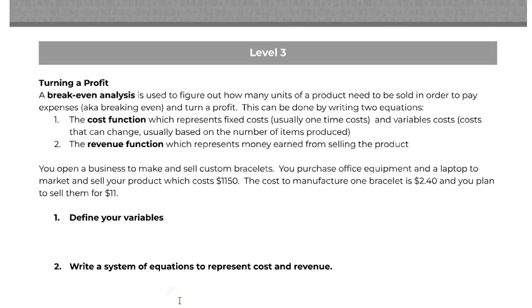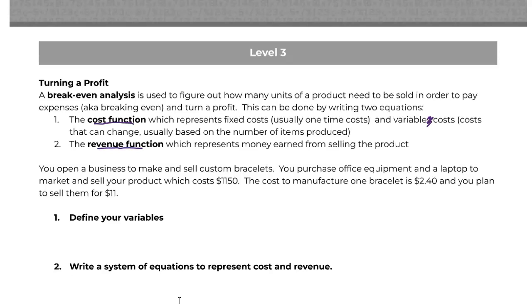Now level 3, turning a profit. A break-even analysis is used to figure out how many units of a product need to be sold in order to pay expenses and start to create a profit. This can be done by writing two equations. The first equation that you write is called the cost function, and it represents fixed costs and variable costs. The second equation that you write is called the revenue function. It represents the money earned from selling products.